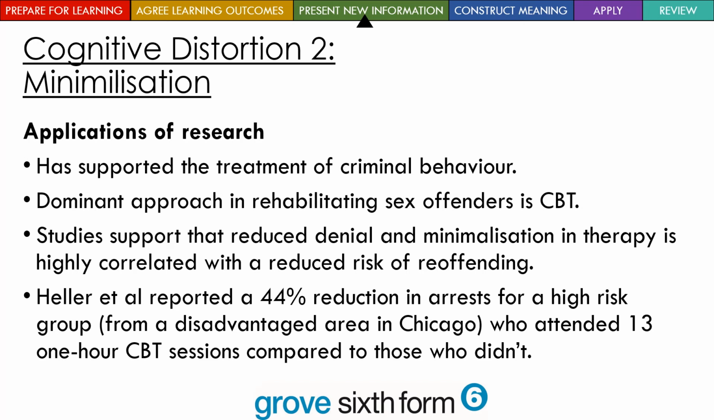So there's a range of studies here which show that reducing this process of denial and minimalisation has this knock-on effect of reducing risk of offending. I've just popped down an example of that in the Heller et al. research, and they found that there was a 44% reduction in the arrests for a high-risk group that had experienced these CBT sessions compared to a group that hadn't. So that shows us that when individuals are given an opportunity to process these types of thoughts with a therapist, they're less likely to go on and offend, because we're tackling the way in which they are looking at and processing criminal activity.